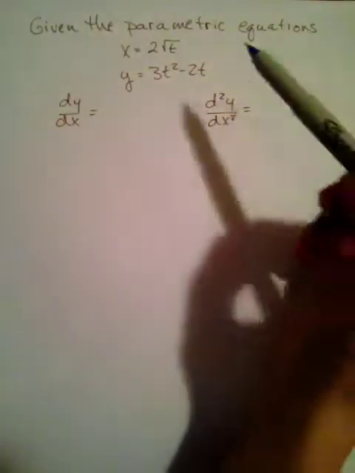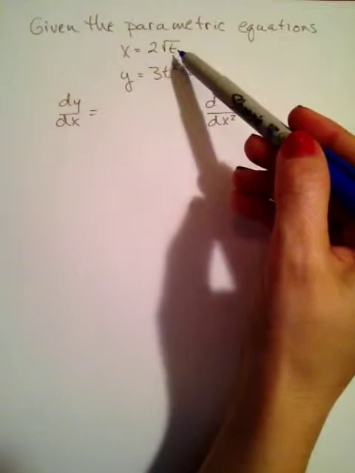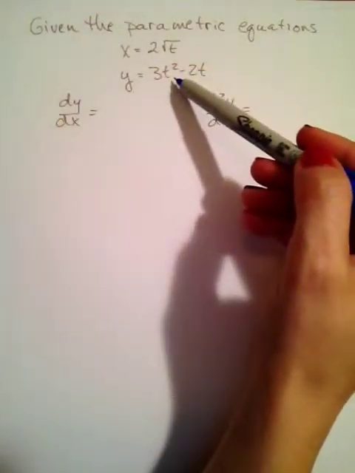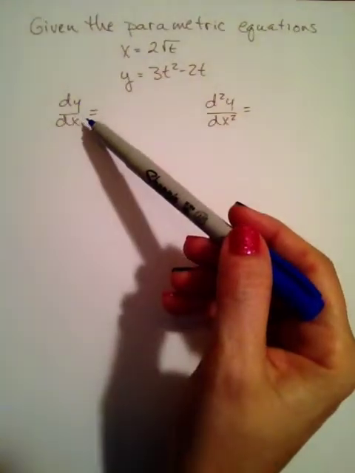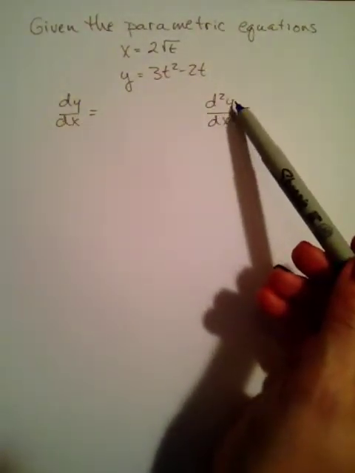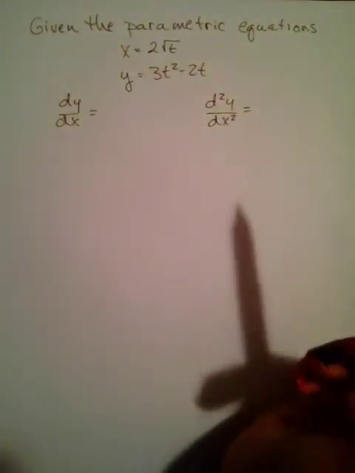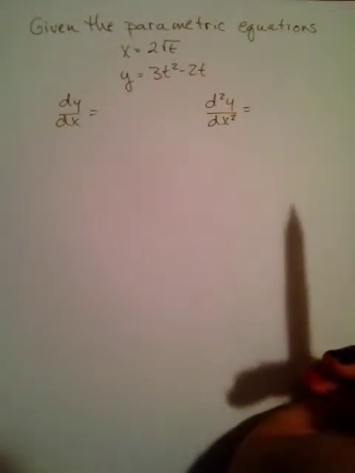Given the parametric equations x equals 2 times the square root of t and y equals 3t squared minus 2t, we are asked to find dy/dx and the second derivative of y with respect to x. So the first thing we would actually look at is what in the world is dy/dx and how do you find it? There is a lot of confusion sometimes between dy/dx and dx/dt and dy/dt. So let's just take a look at this again.